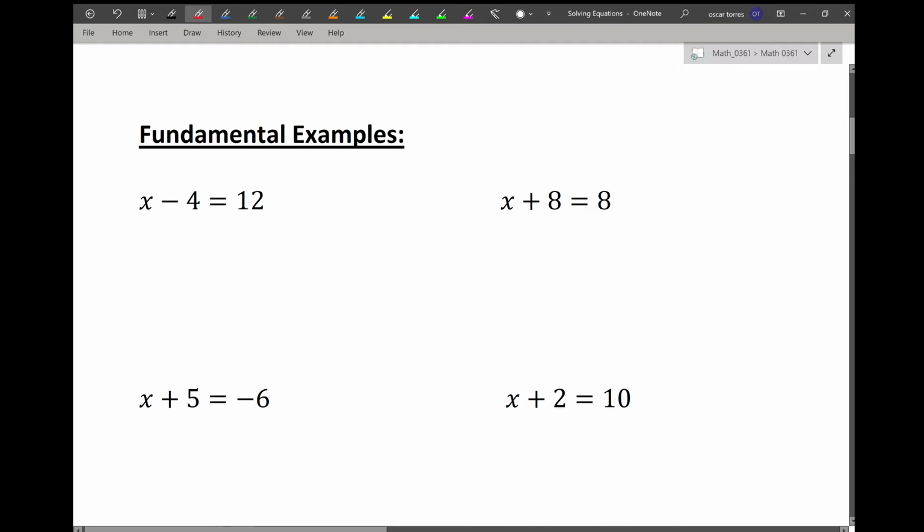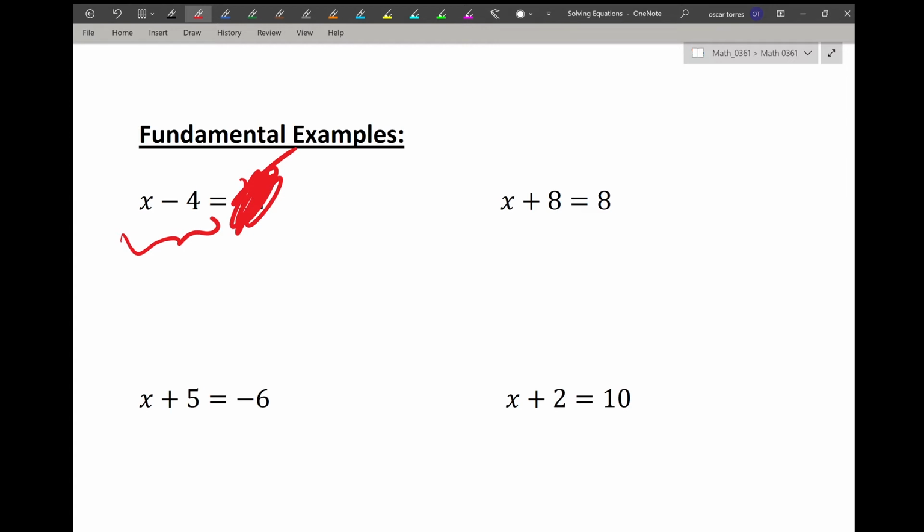Now the x is on the left-hand side of the equation, right? It's right here somewhere. So ignore the other side. The other side doesn't matter. It doesn't matter what's over there. What's going on to this x value? X is being subtracted, right? It's being subtracted by 4.